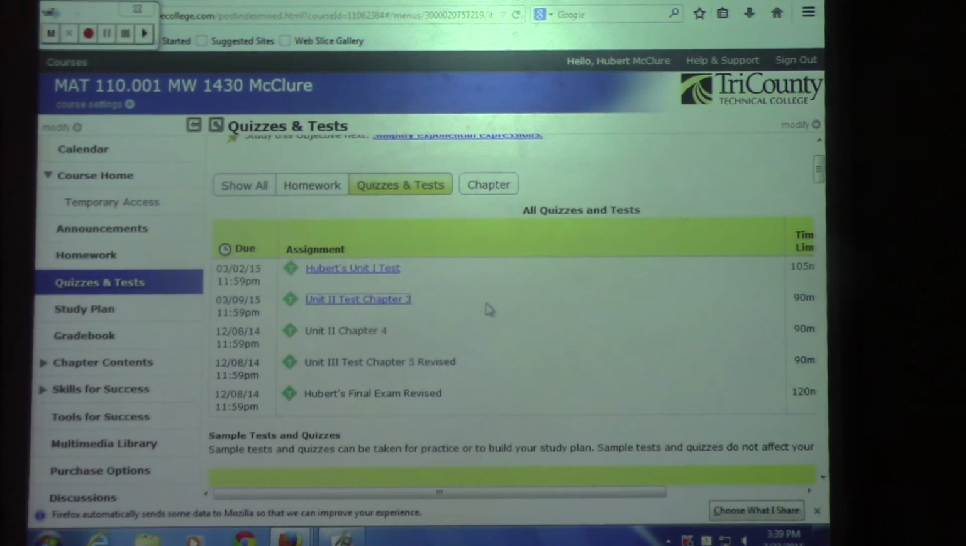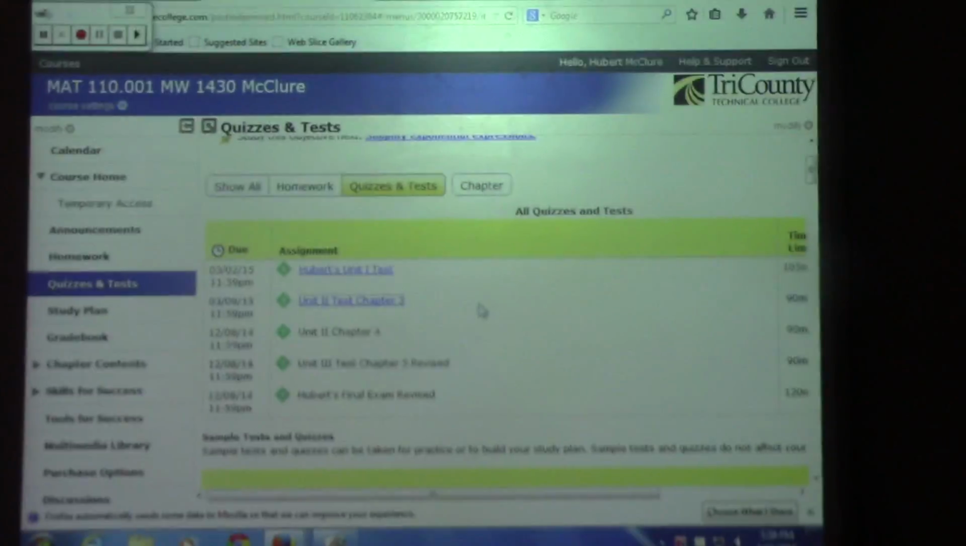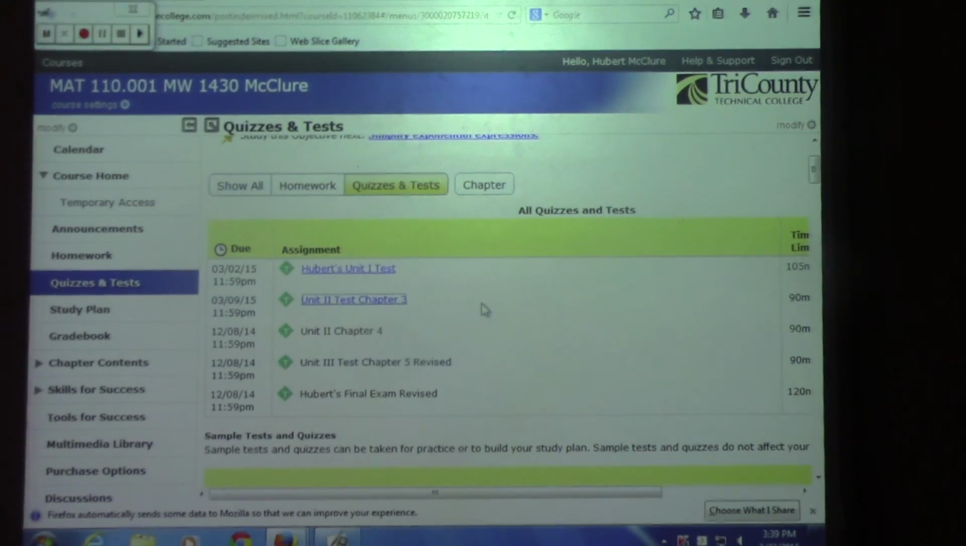Somebody hit my button for me. Little silver button, thank you.